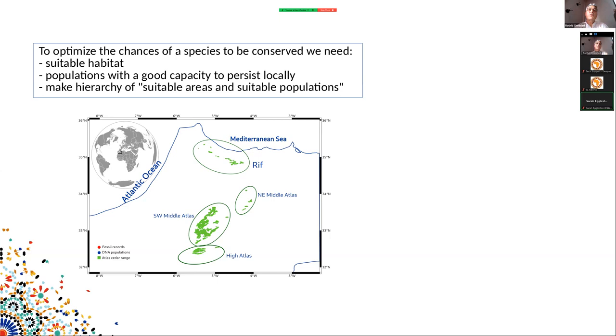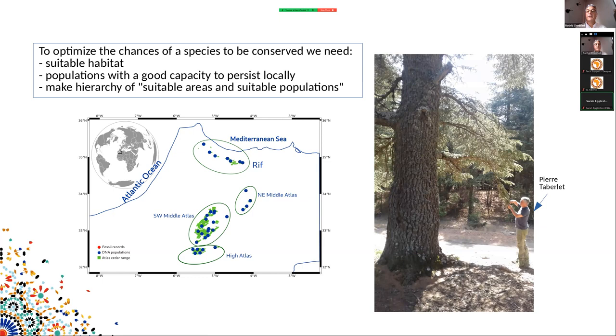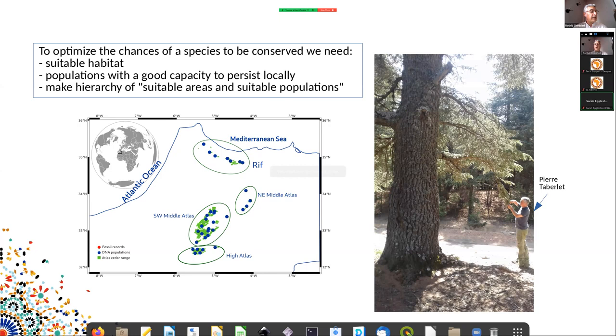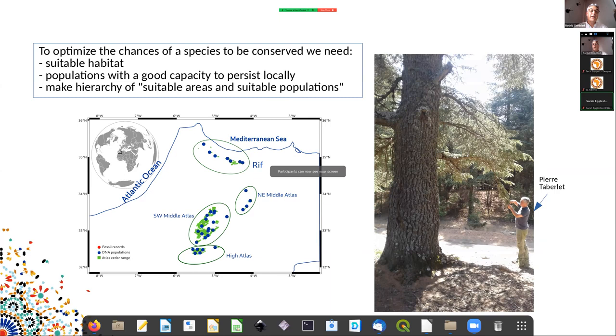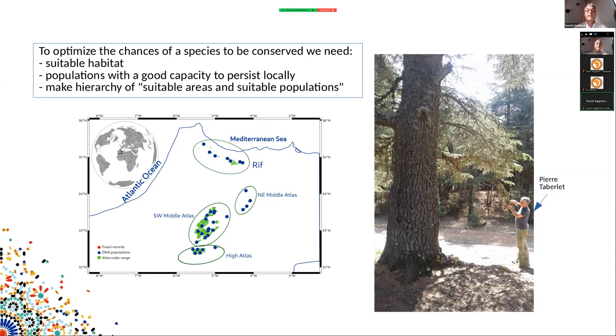to persist. So in the first place, we spent a couple of weeks collecting leaves of Atlas cedar, and this is my colleague and dear friend, Pierre Taberlet from the University of Grenoble. We collected leaves from the Atlas cedar to genotype all these populations that you can see here in blue, from the High Atlas up to the Rif Mountains. We sampled more than 30 populations.